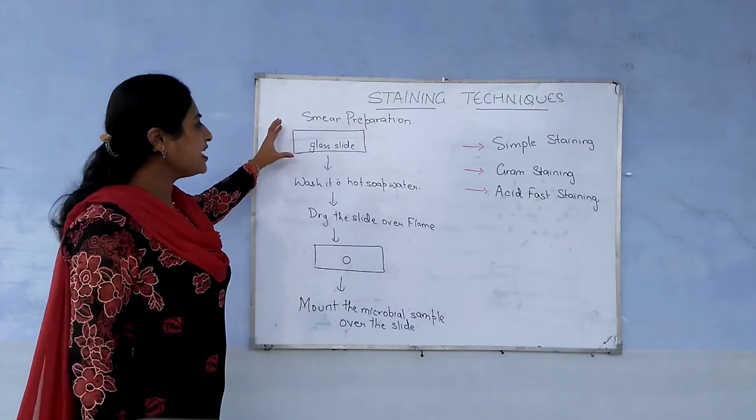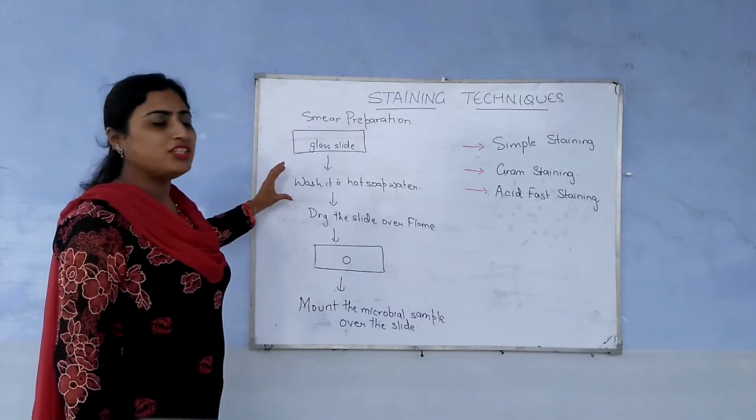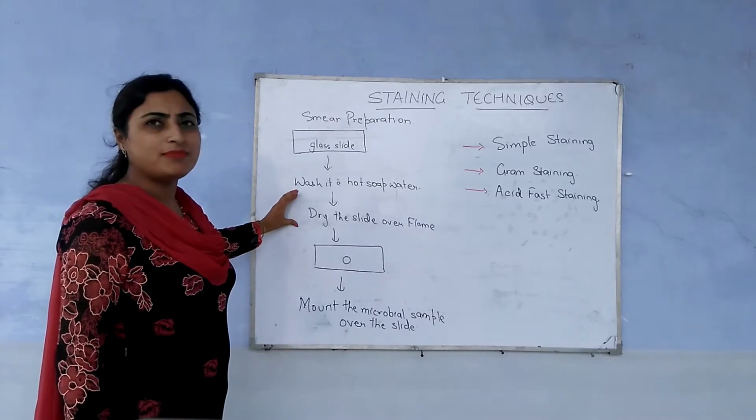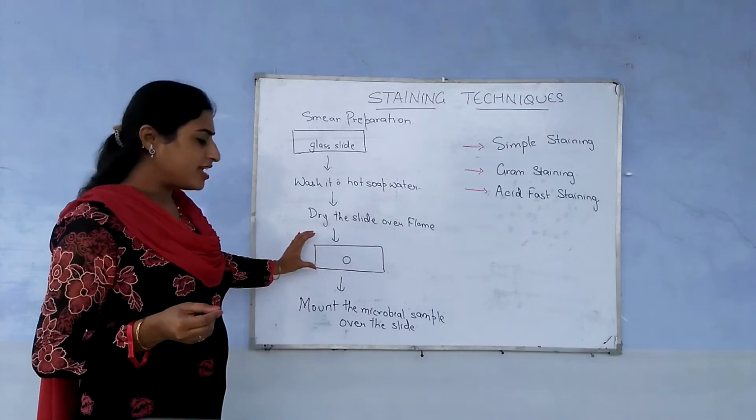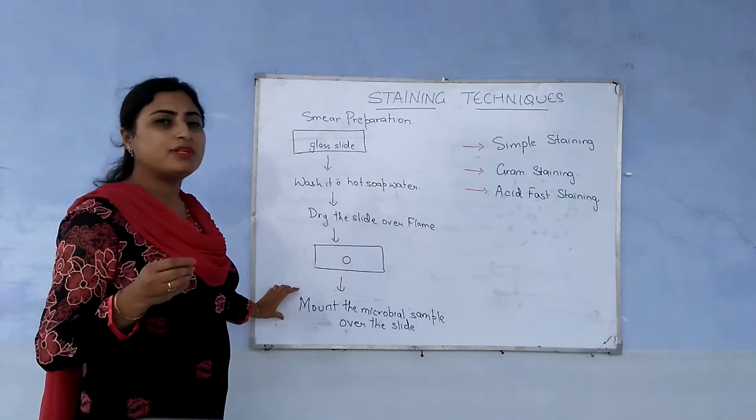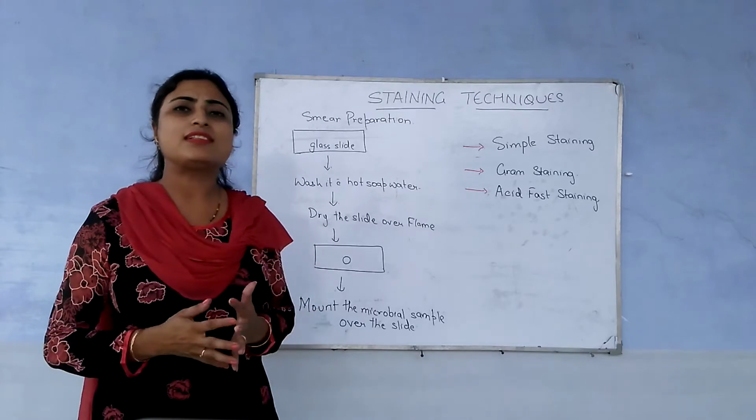First of all, we will take a glass slide, wash it with hot soap water, dry the slide over the flame, then we will place a drop of water over the slide and mount the microbial sample to be identified on the slide. Then we will heat fix the slide.